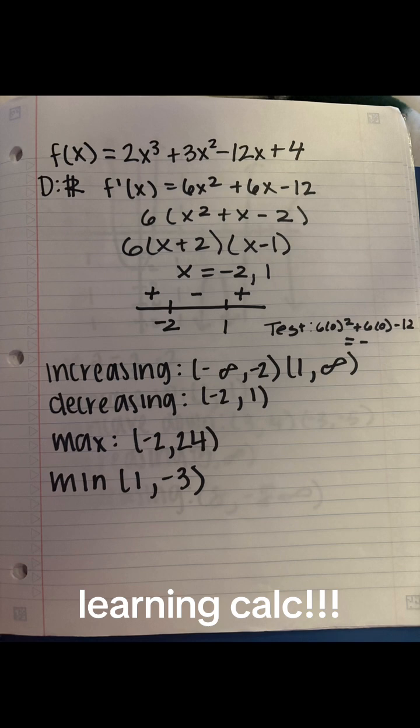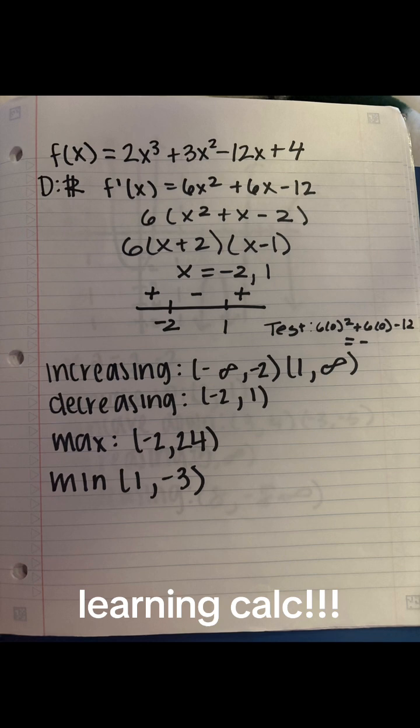You put it on a number line, and then you test. I usually always start to test with 0, so I tested 0. I get a negative, and more often than not, it's alternating, and in this case it is alternating. So I got plus minus plus. The increasing is where it's a plus, so it's negative infinity to negative 2 and 1 to infinity. The decreasing is where it's minus, so it's negative 2 to 1.